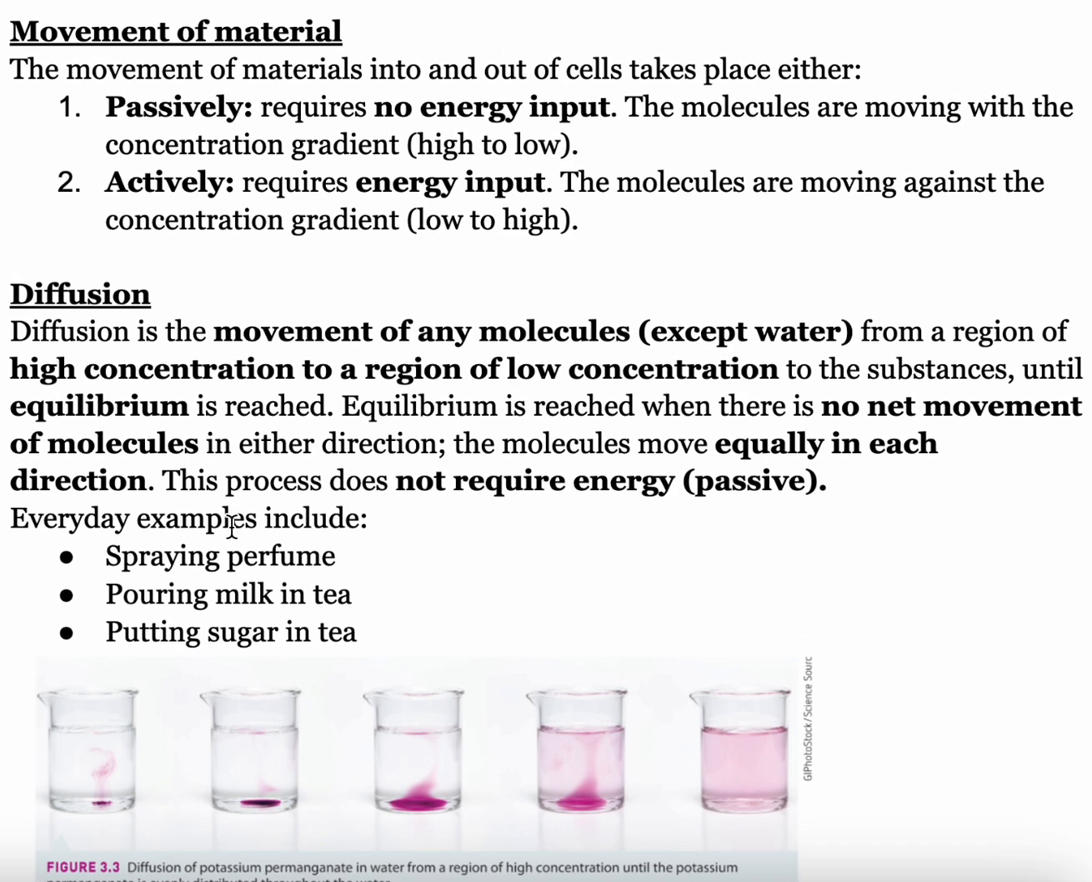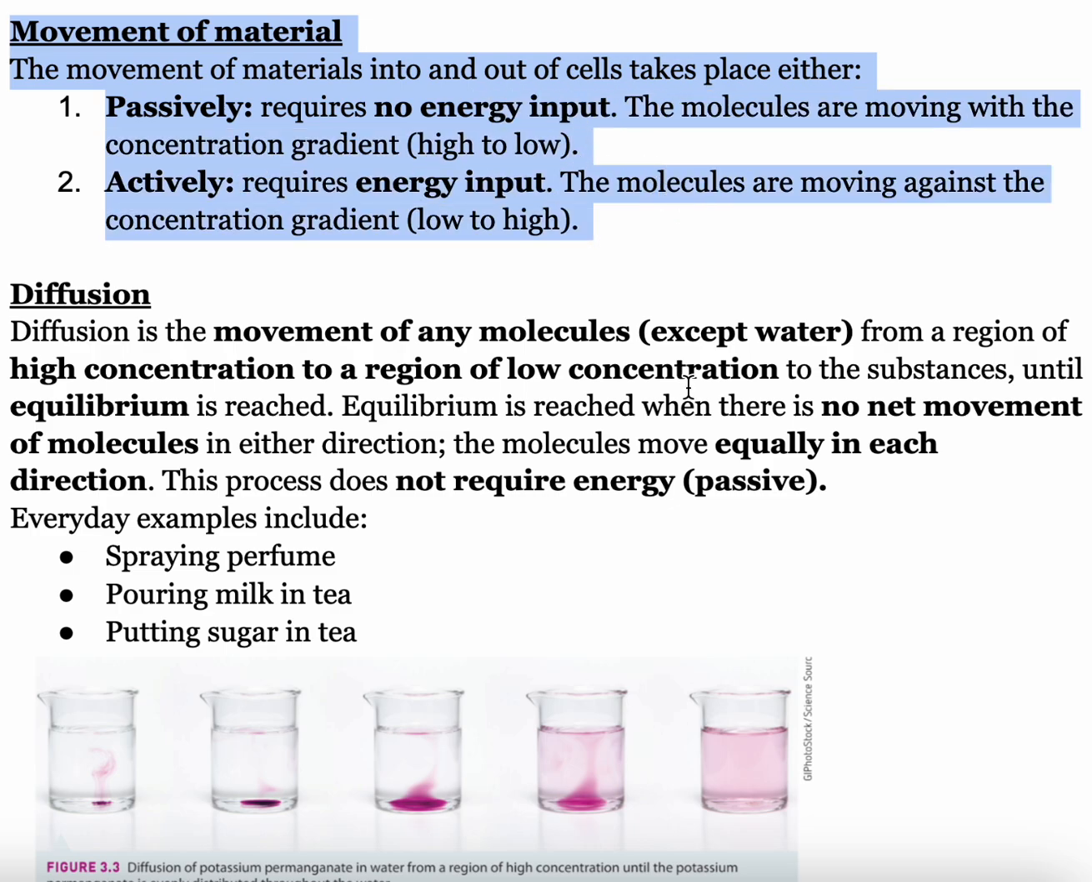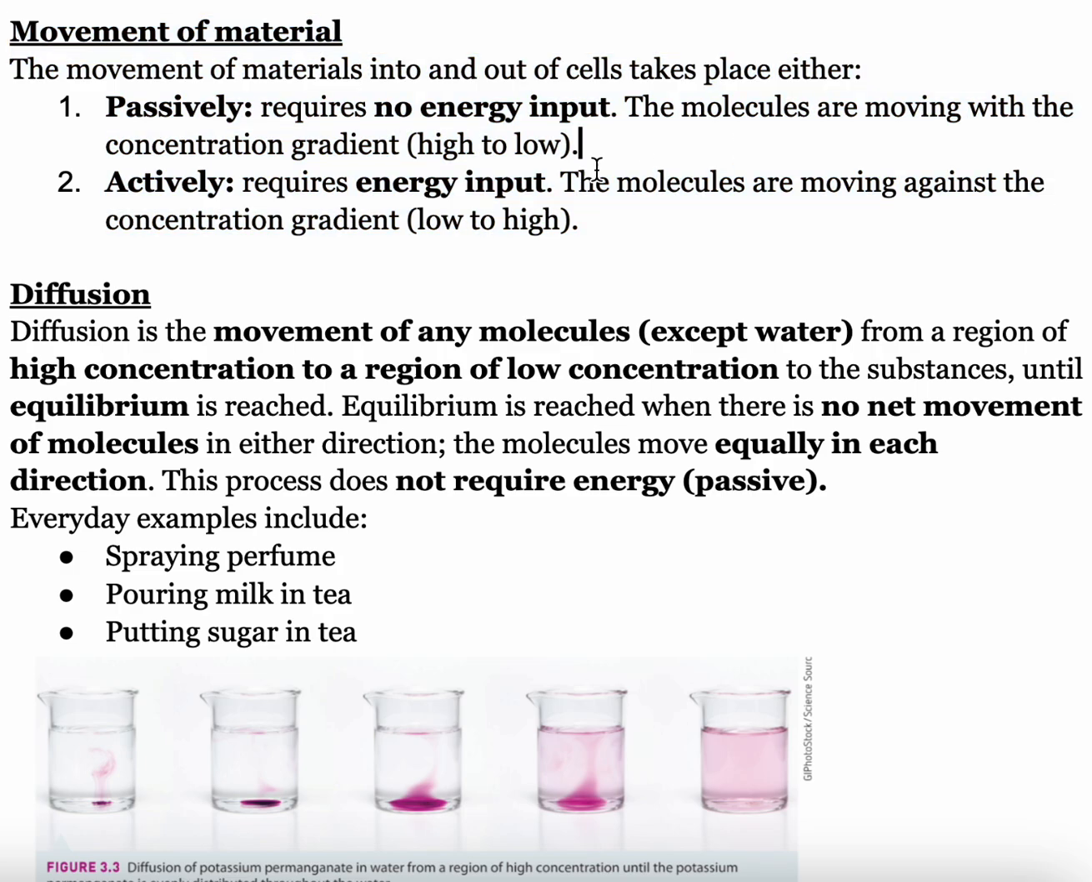Okay, so moving on, the movement of material. So basically, there are two kinds of movements. The first one is passively, and this doesn't need energy. The molecules are moving with the concentration gradient, which is high to low. The second one is actively, and this requires energy because they're moving against the concentration gradient, which is low to high.